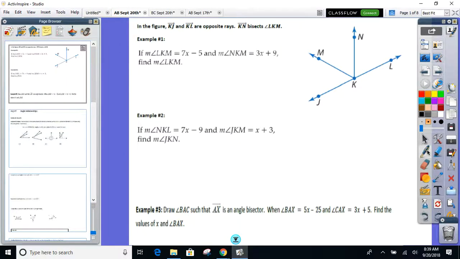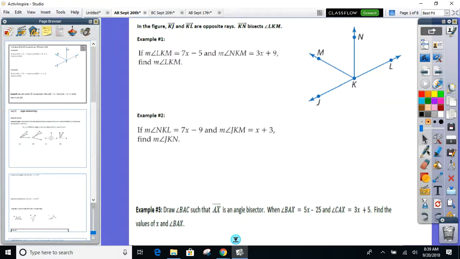All right, go back to the directions at the beginning. It said that KN bisects LKM. Are we okay on if I name an angle, you can locate it on a diagram, whether you follow the letters with your fingers or whatever method you have? We're okay identifying an angle.